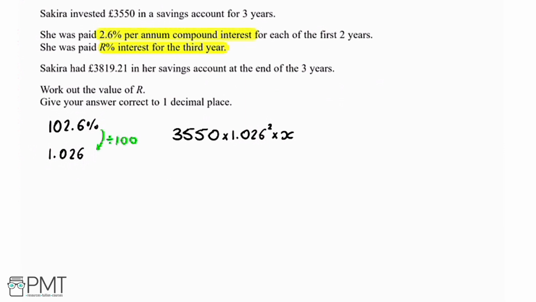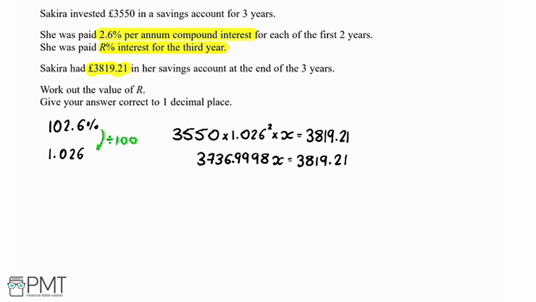Because it's our unknown. And then we're told that at the end of all this, Sakira has £3,819.21. So what we've got here is an equation that we can solve to find out what X is. So I'm going to put all this side here into the calculator, giving us 3,736.9998. We've still got the X here.